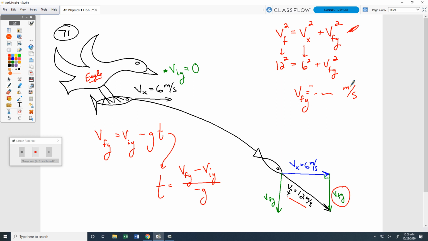Then when you come back over here, since it wants additional time, your new VI would actually be the VF that you found in part A. That's going to be the VIY, and then you'd have to use the new VFY as the true final to find the time. Or you come back to using 0, but then that's going to be the total time you'd have to subtract off. I think it's easier if you just turn this velocity over here into your initial velocity.